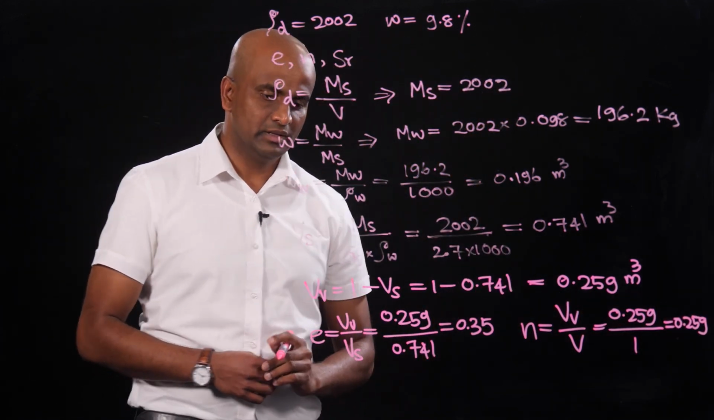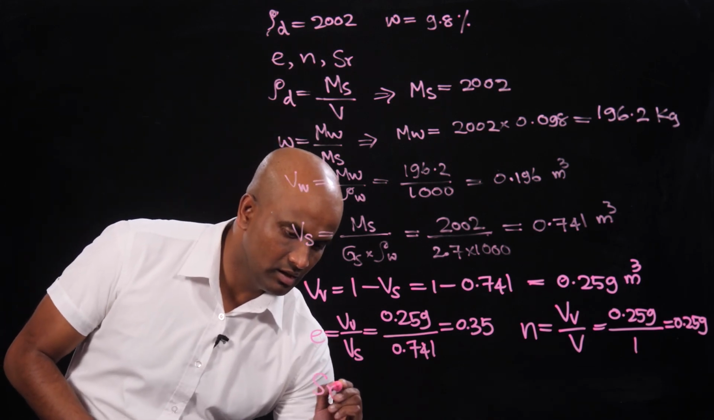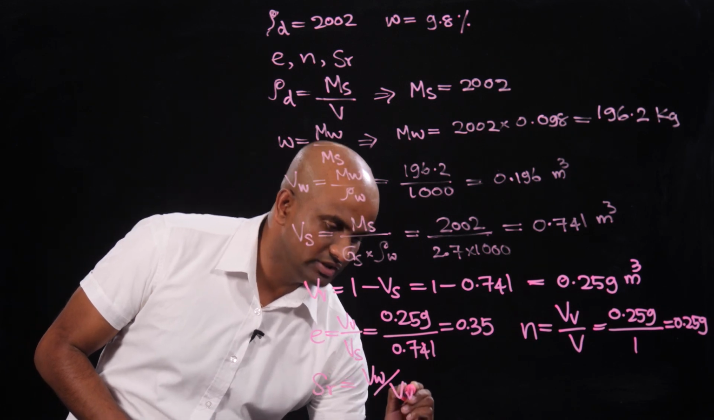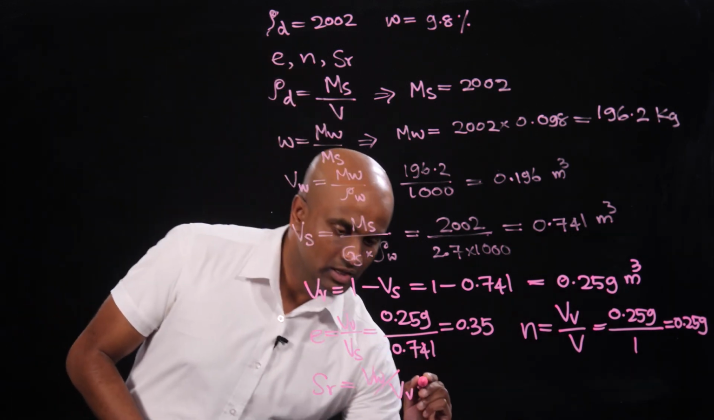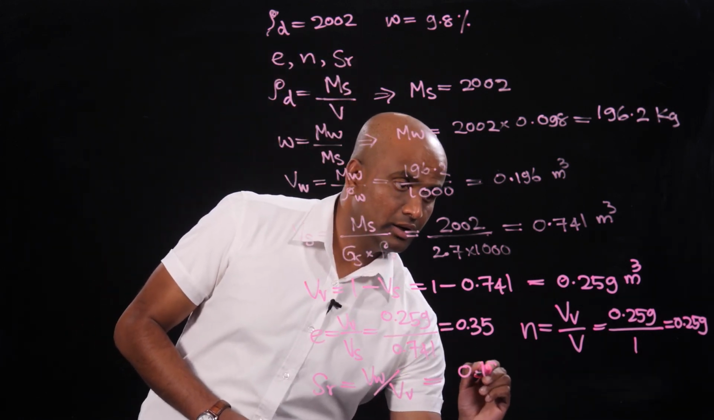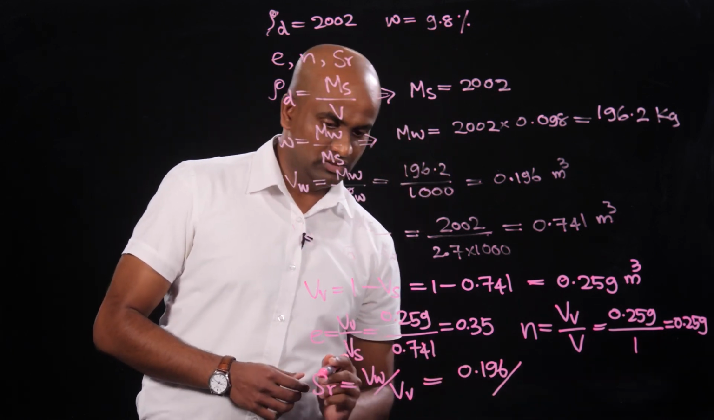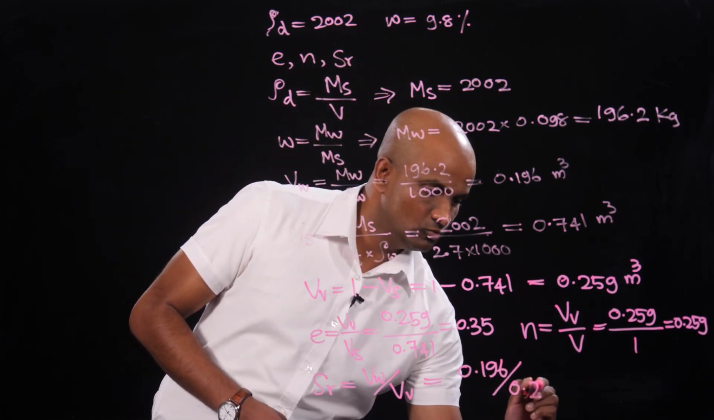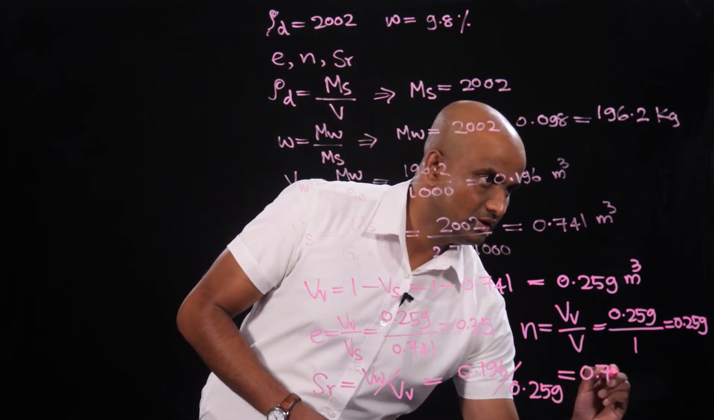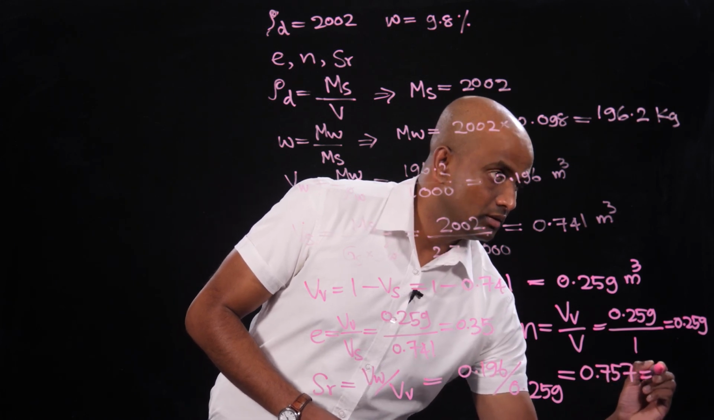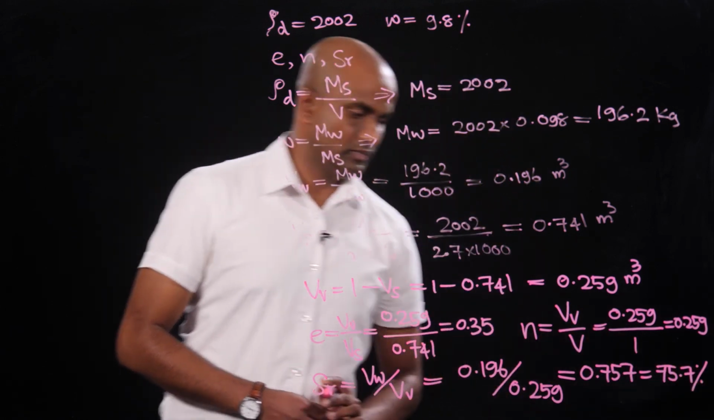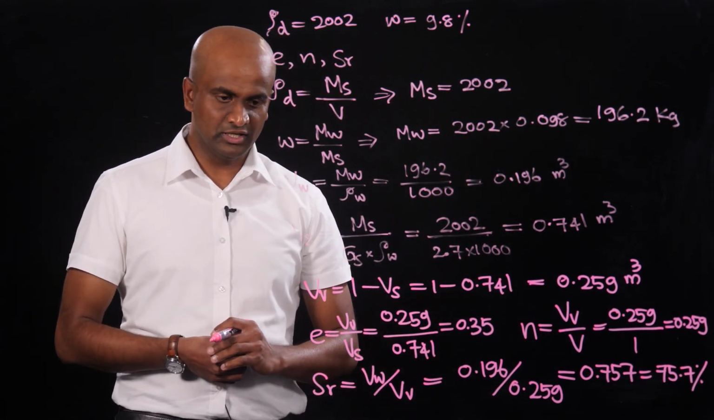Degree of saturation, which is Sr, is volume of water divided by volume of voids by definition. So volume of water, as we determined before, is 0.196, divided by the void volume 0.259. That will be 0.757, or 75.7%. So that completes the answer for part C.